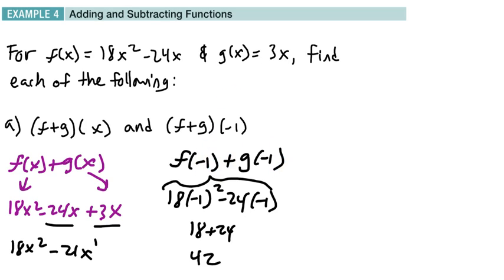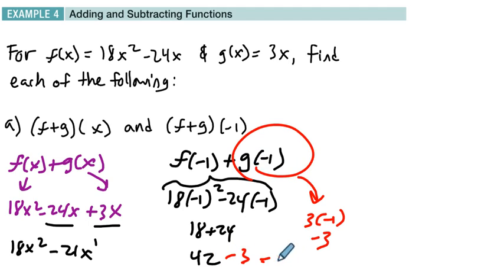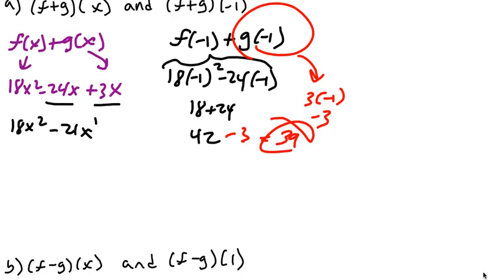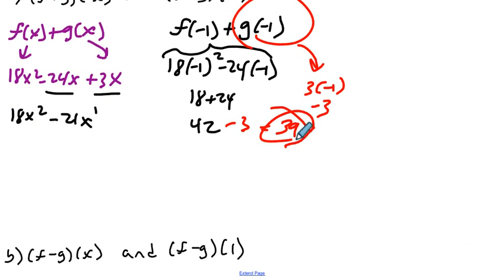But now what about, and do a different color here, what about g of -1? Let me come over here. Well, g of -1 means I plug in -1 right here. 3 times -1, which is -3. So that means I have to add, what is f of -1? Well, that's 42 plus g of -1, which is -3. So 42 plus or minus 3. See, and that's going to give us 39. Oops, sorry about that. And there we go. So that would be the answer then for that guy.